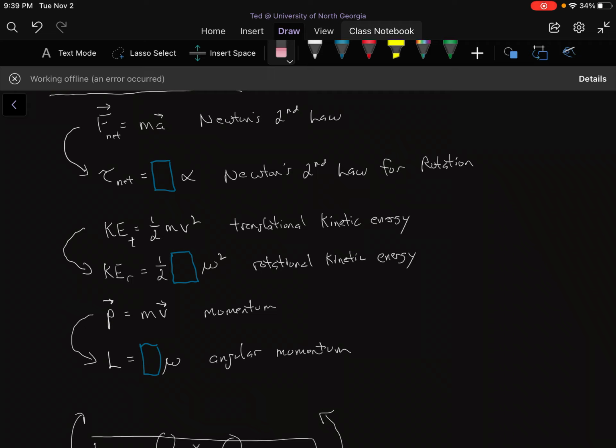And then finally, momentum. Normal momentum is mass times velocity. And we're going to want to define an angular momentum, which again should be something like mass, but for rotations.